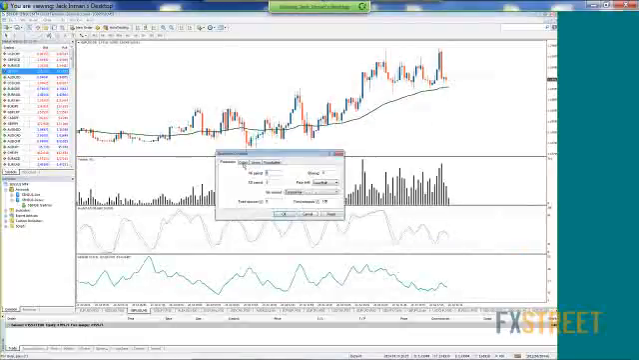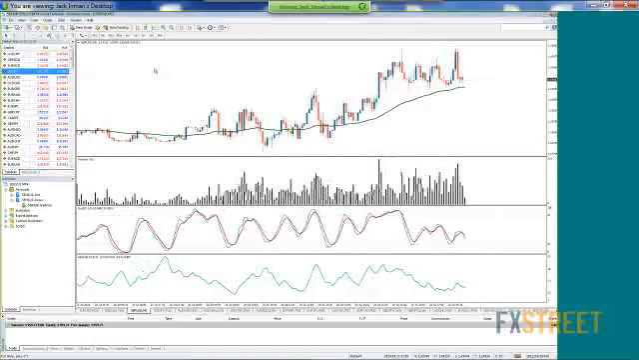Let's actually just pop the colors on our chart. Let's make it a little bit thicker. Can everyone see that okay? And this is basically how the market should look.